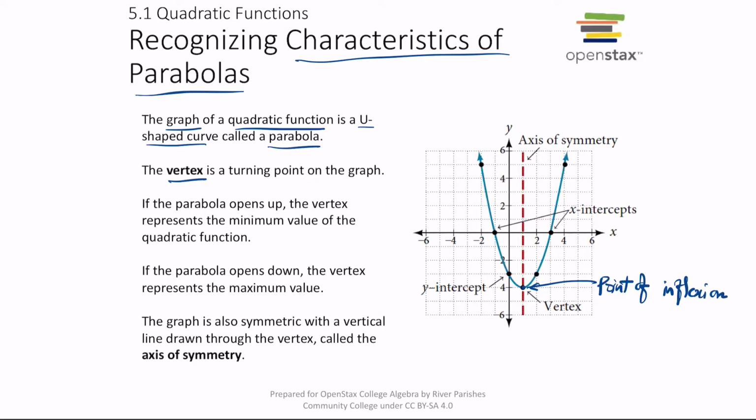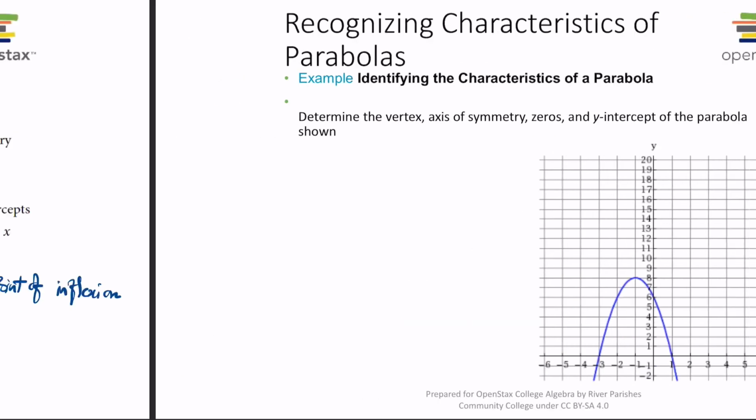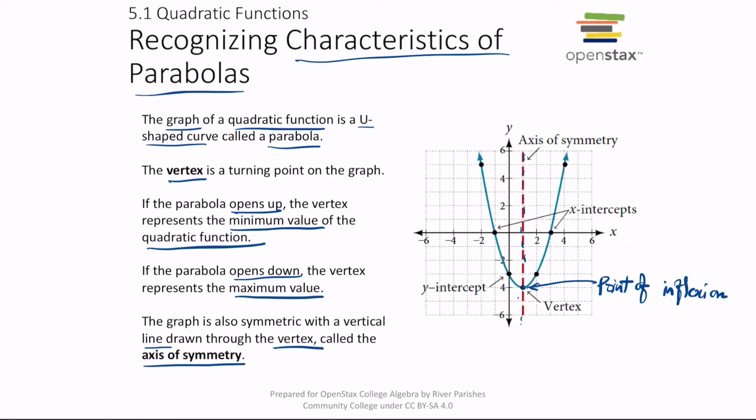So that point is the vertex, and if the parabola opens upward, the vertex is the minimum value of the quadratic function. If the parabola opens downward, the vertex becomes the maximum value of the function. Now, another key factor is the axis of symmetry. The axis of symmetry is a vertical line that passes through the vertex. So these are the two main characteristics that you need to understand for the understanding of a graph.